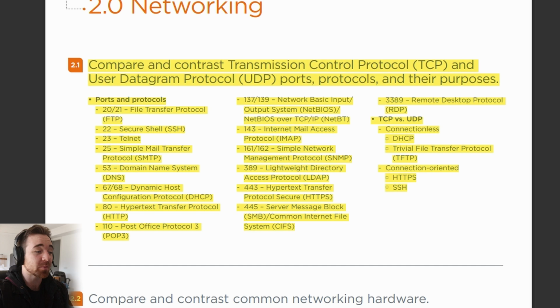Now that one came from exam objective 2.1, which is basically compare and contrast all of the ports and protocols. You'll also need to know what TCP and UDP are and what the difference between those is. We'll cover that in another video, but you'll basically need to know all these port numbers, all the protocols, and what those protocols do, unfortunately.